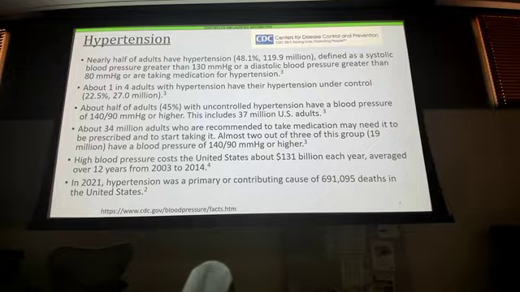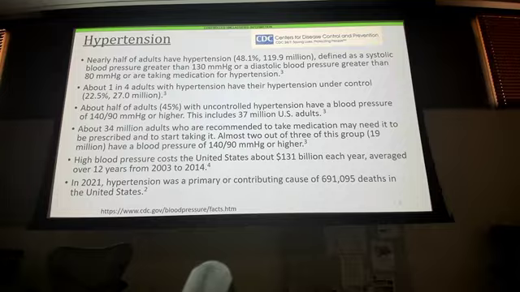About half of adults with uncontrolled hypertension still have their blood pressure greater than 140/90. So these are people who are potentially taking meds for their blood pressure, but they still qualify as a hypertensive patient despite that medication treatment that they're on.